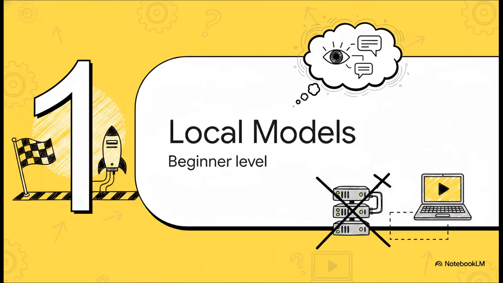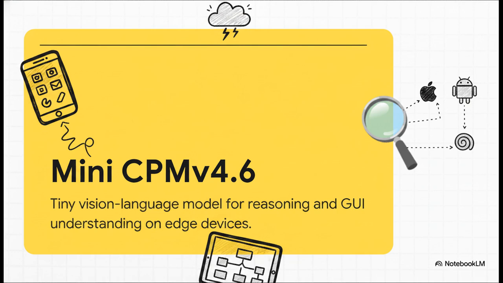Section 1. Beginner local models. This is really the beginner's starting line for developers looking to tinker without needing a server farm. So if you're a developer who wants to start tinkering with vision and language models, but you don't happen to have a massive, expensive server farm sitting in your garage, Mini CPM v4.6 is exactly where you want to begin.